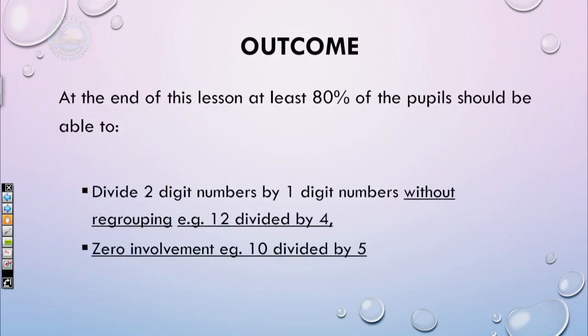What is my outcome? At the end of this lesson, at least 80% of the pupils should be able to divide 2-digit numbers by a 1-digit number without regrouping. Example, 12 divided by 4. To do zero involvement, example, 10 divided by 5.